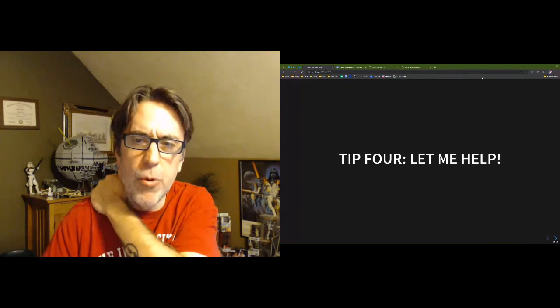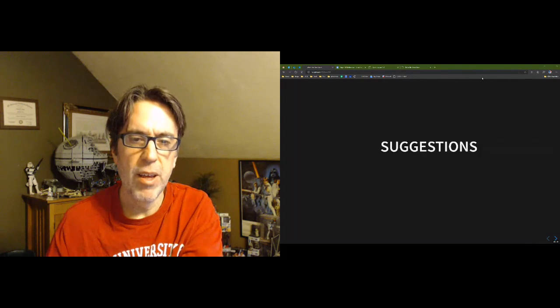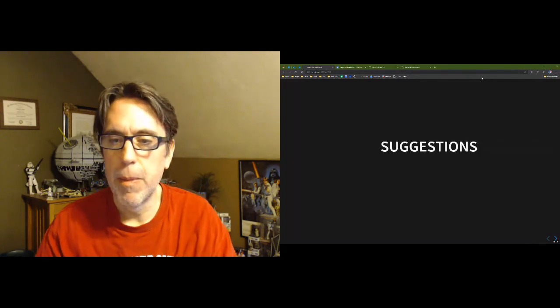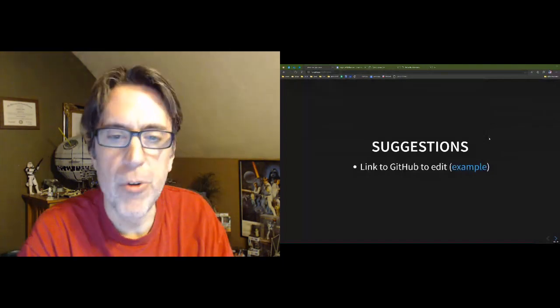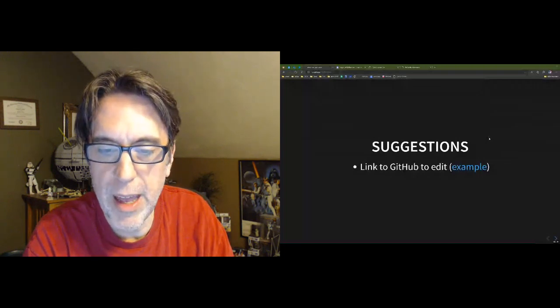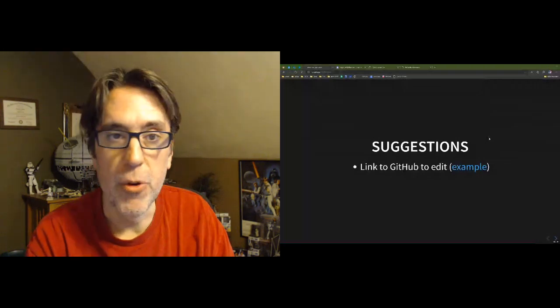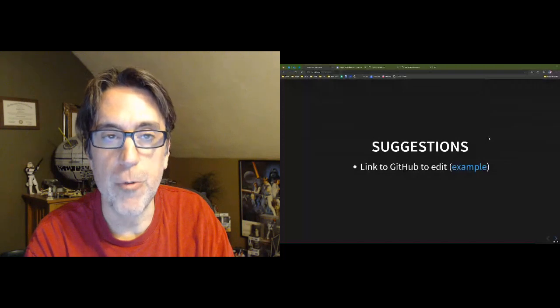Offer a way to have people help out and make it obvious. One of the simplest ways is to have a link to GitHub to edit. I have an example here. This is the NativeScript view documentation on the introduction. If you scroll down, you'll see a link, improve this document. If you click it, you go to the GitHub markdown page for this.